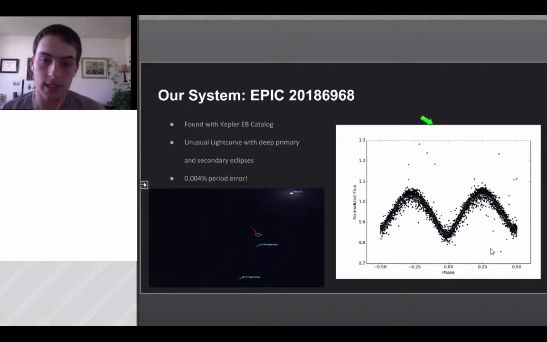The reason we chose our system was, first and most importantly, it was observable during our time of the year when we were first starting our research project. To request images on it, we have to be able to observe it in the night sky. Also, it had deep primary and secondary eclipses, deep dips in the light curve, meaning that it would be easier to observe the dips when we were creating our own light curve. And third, it had a very small period error, which would be useful when determining the period later in our research.